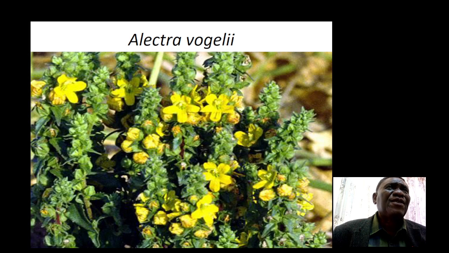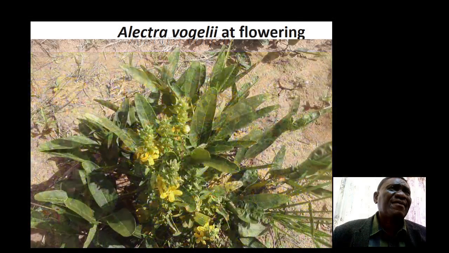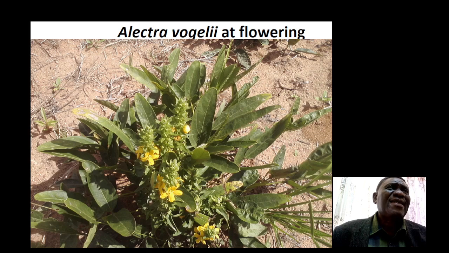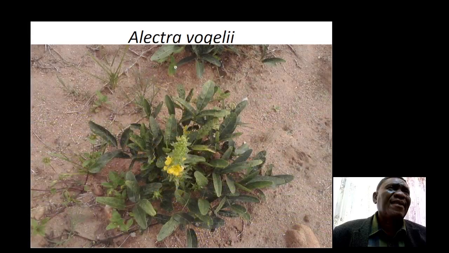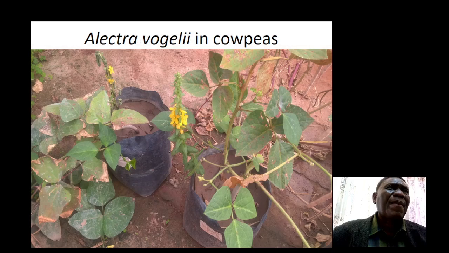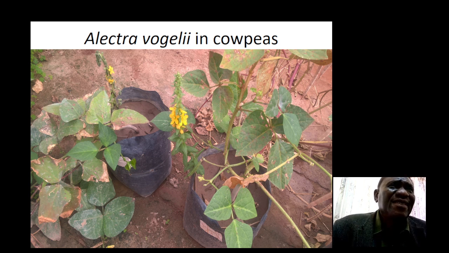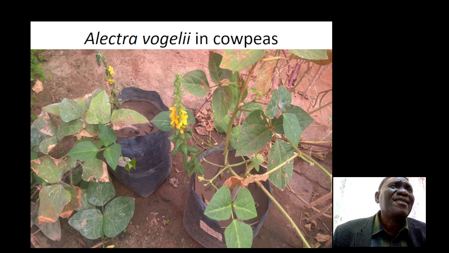This is Alectra vogelii with yellow flowers. It attacks bambara nuts. You can find this is the Alectra vogelii. Again, Alectra vogelii on bambara nuts. It also attacks cowpeas in Zimbabwe. You can see this is Alectra vogelii. This was actually evaluated in some of the experiments done by students here in pots.